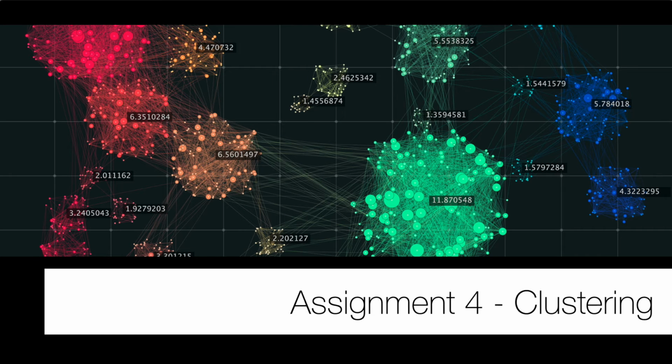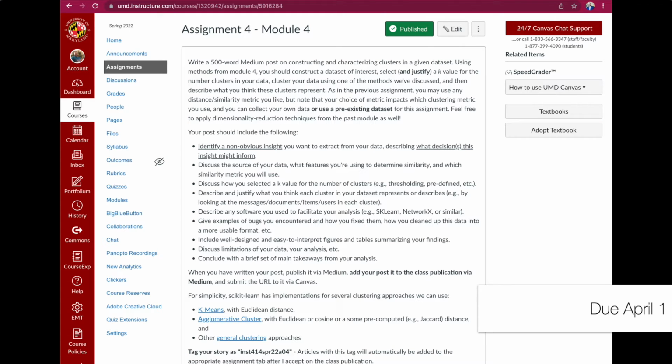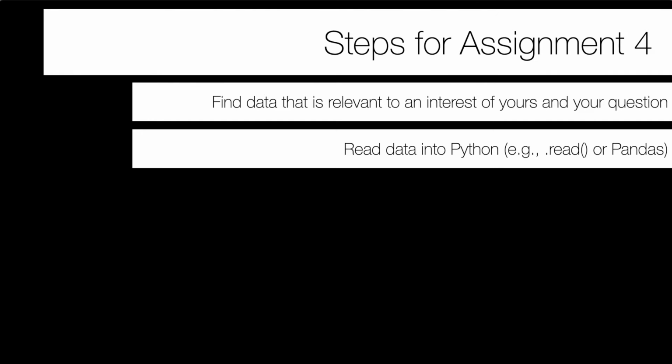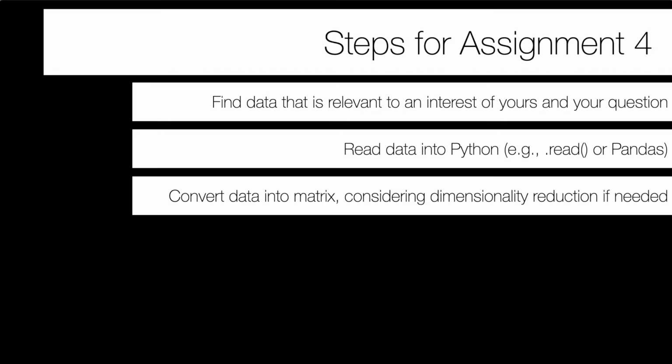For assignment 4 on clustering, this is due at the end of this week. We've gone through what this means. The main things to do for this: look for data that's relevant to you. You can use the IMDb data if you like, or any other data that you can pull from Kaggle or PushShift or other spaces that we've talked about in the past. You want to read this data into Python. Depending on how you collected it, you can use read on files or readline, or you can just use pandas read JSON or read CSV. It's relatively straightforward for that.